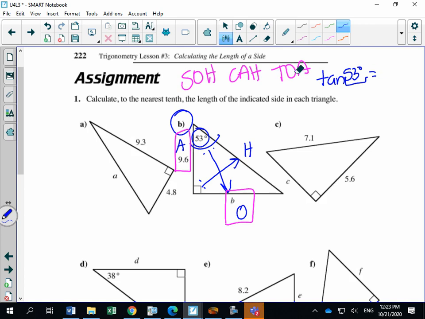So I'm just going to look and I'm going to say, I know it's O over A, right? So I'm just going to say, what's O and what's A? O is B and A is 9.6. I've got to get rid of that 9.6 because I need to isolate B. So times this by 9.6, times this by 9.6, and you have just solved B.